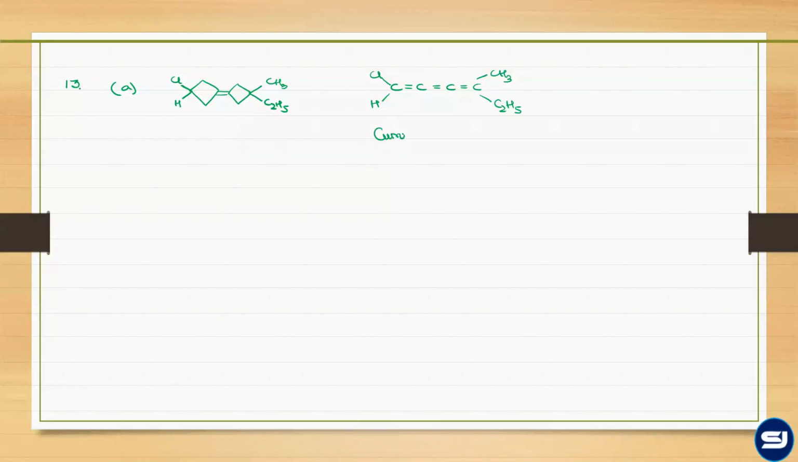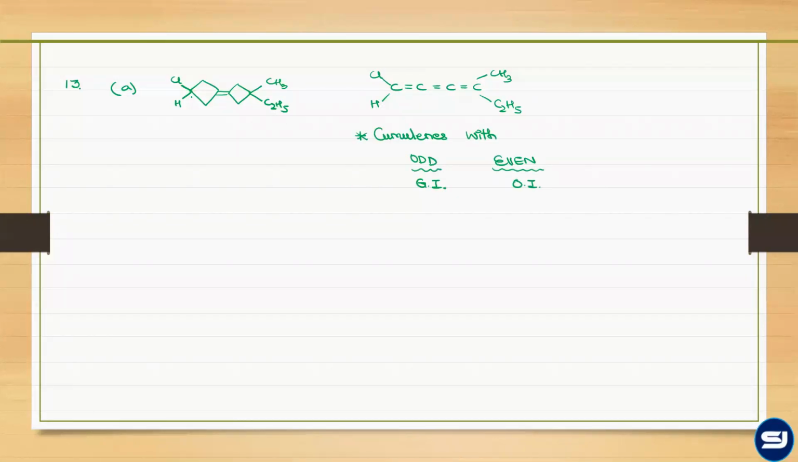GI, say it then. Cumulenes, a simple summary. Cumulenes with odd number of double bonds will show GI and even number of double bonds show OI. Here the odd number of double bonds show GI because of planarity, and here planarity is lost and it shows OI. That is a simple one-liner conclusion.